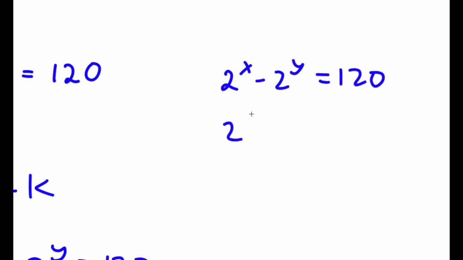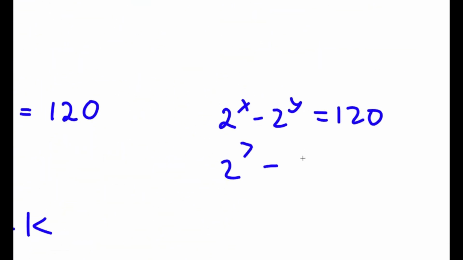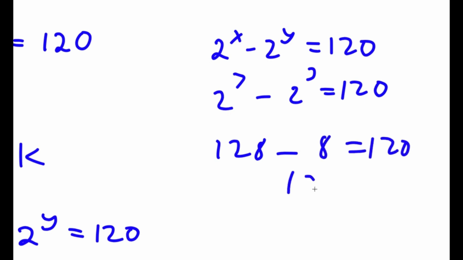So we know that x is 7 and y is 3. 2 to the power of 7 is 128, minus 2 to the power of 3 is 8. So I get 120 is equal to 120.